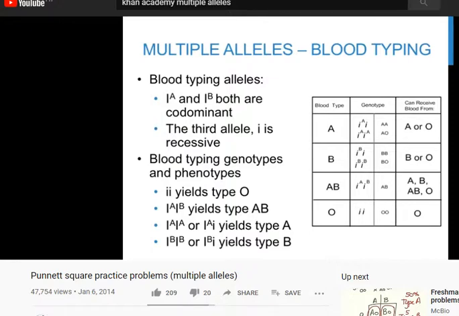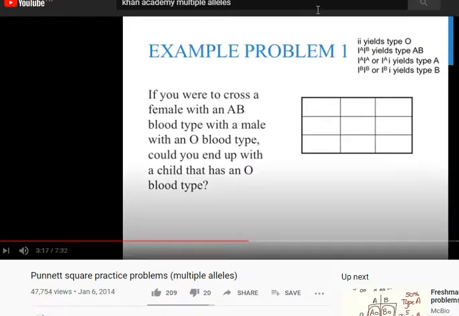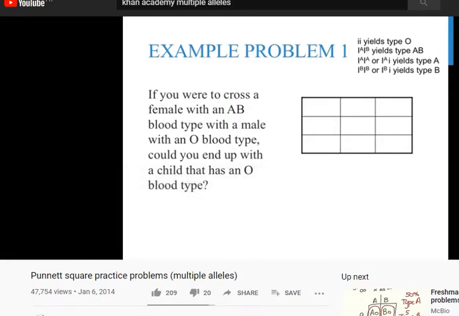The first example problem reads: if you were to cross a female with an AB blood type with a male that has an O blood type. Just like problems involving incomplete and codominance, I would start by making a key for different genotypes and phenotypes. It can be a lot easier and faster to interpret problems if you use a key in this way. Refer to the key at the top right of this page until you get a hang of blood typing Punnett squares. They can be a bit confusing.